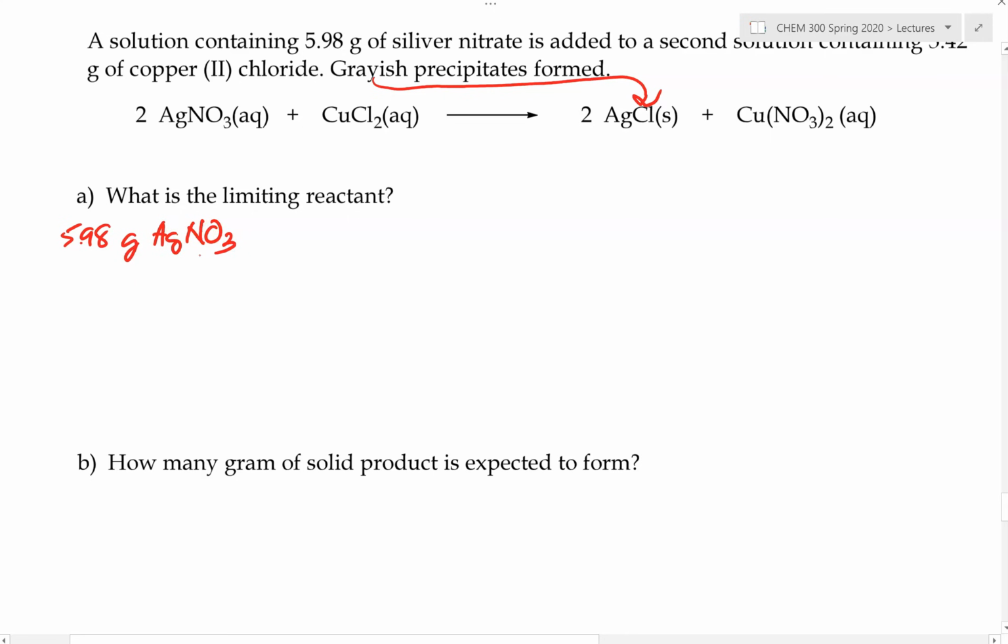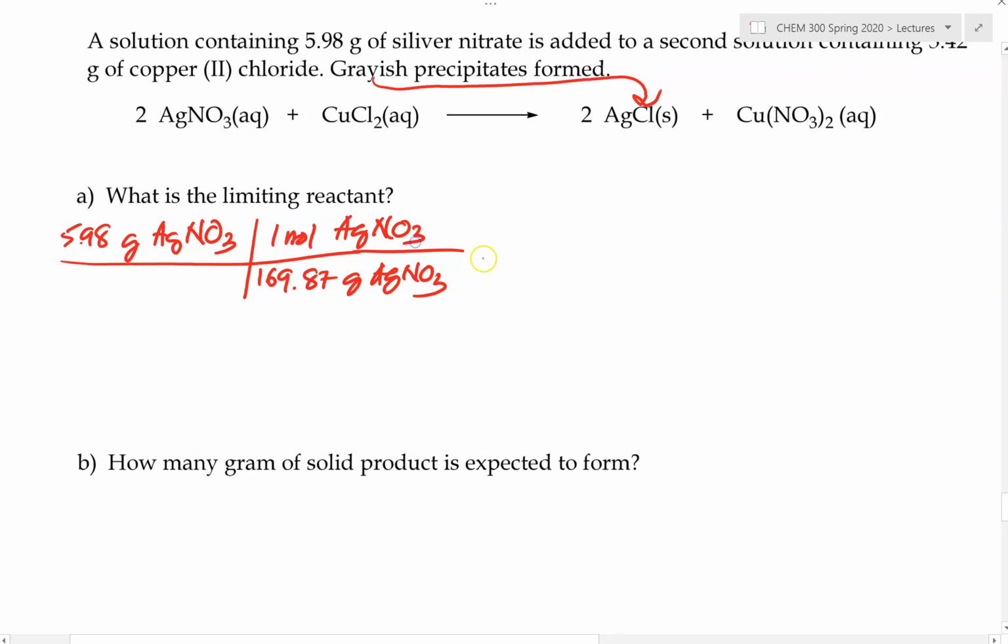And now to convert this into mole, we have to use the molar mass of silver nitrate. And the molar mass of silver nitrate is 196.87 gram of silver nitrate, equal to 1 mole of silver nitrate, and that would then equal to 0.0352 mole of silver nitrate. So that would be the amount of silver nitrate in mole.